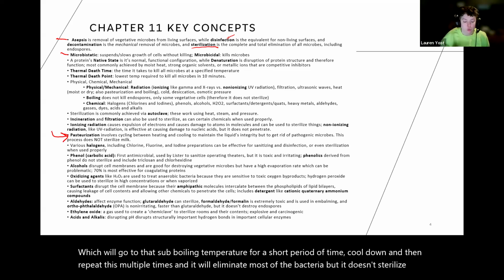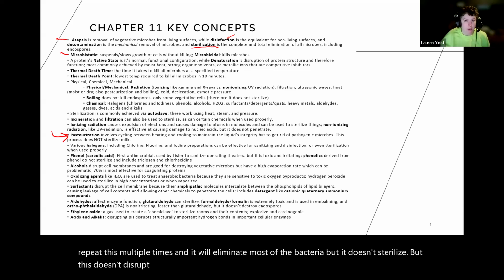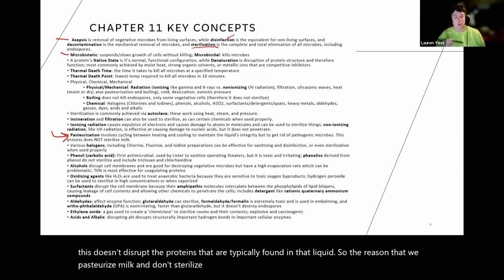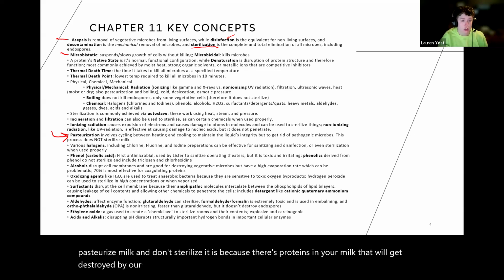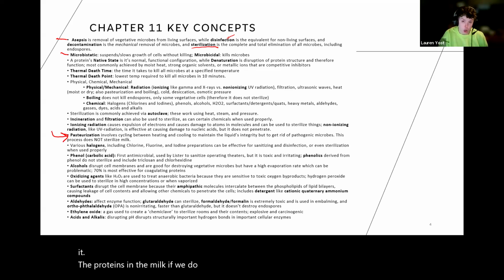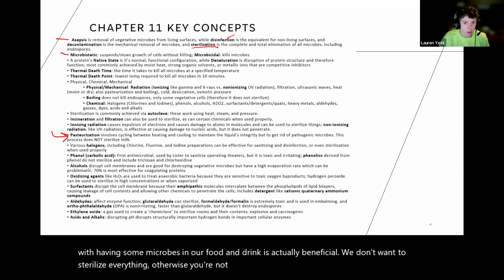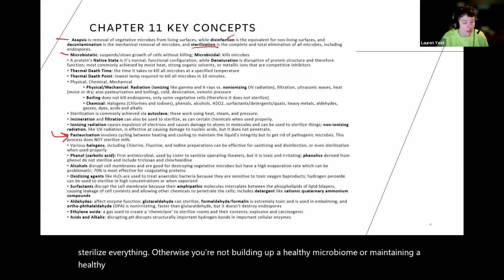But this doesn't disrupt the proteins that are typically found in that liquid. So the reason that we pasteurize milk and don't sterilize it is because there's proteins in your milk that will get destroyed by our typical sterilization procedures. So we don't sterilize milk because, number one, it affects the proteins in the milk if we do that. Number two, the microbiome situation that comes along with having some microbes in our food and drink is actually beneficial. We don't want to sterilize everything. Otherwise, you're not building up a healthy microbiome or maintaining a healthy microbiome in your gut.